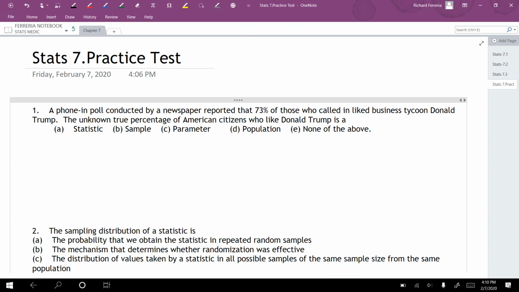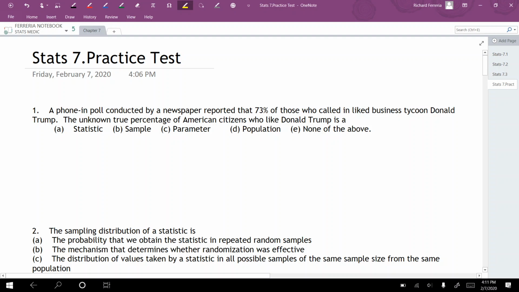An unknown true percentage of American citizens who like Donald Trump is, we have a choice between statistic, sample, parameter, population, and none of the above. Since we're talking about the true percentage of all American citizens, that sounds like the population, basically the larger set of people from which we are sampling. So because this is a larger set of people that we're sampling from, the correct answer here is a parameter. So the number is from the larger set from which we're sampling.